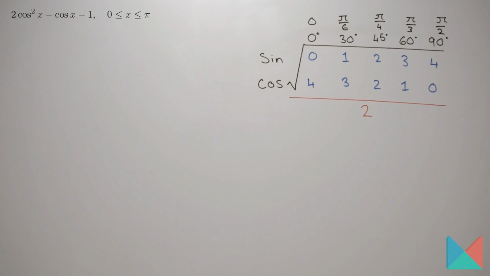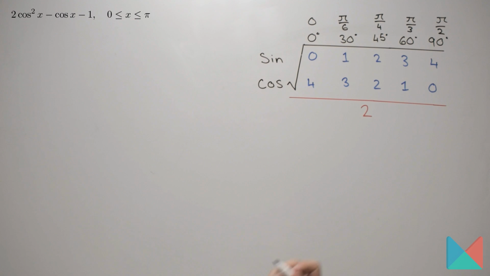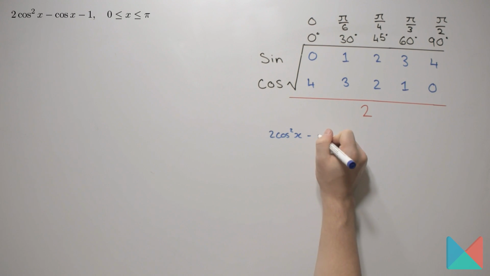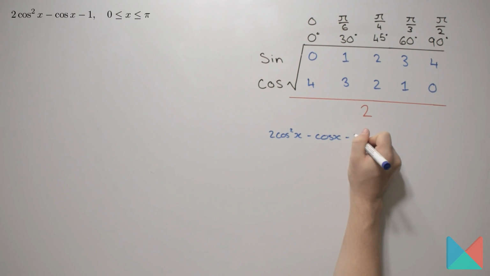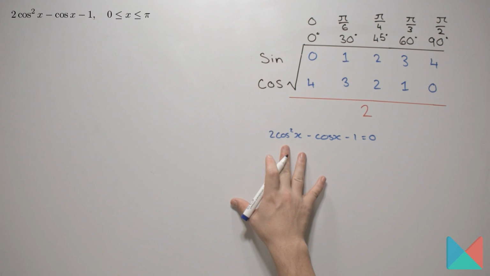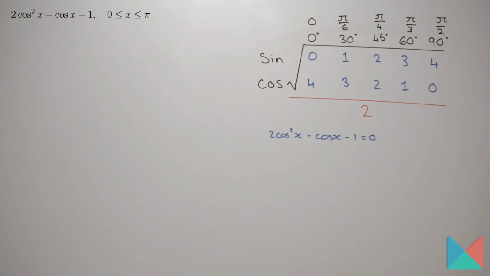For our next example, we want to solve for the angles of x between 0 and pi radians that satisfy the expression above. So let's write down this expression. So we have 2 cos squared x, take cos x, take 1 is equal to 0. Now if you look here, we have a cos squared, a cos, and a constant equal to 0. And this awfully looks like a quadratic equation.